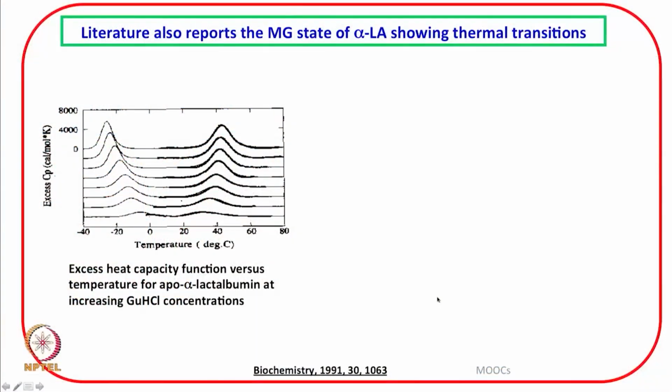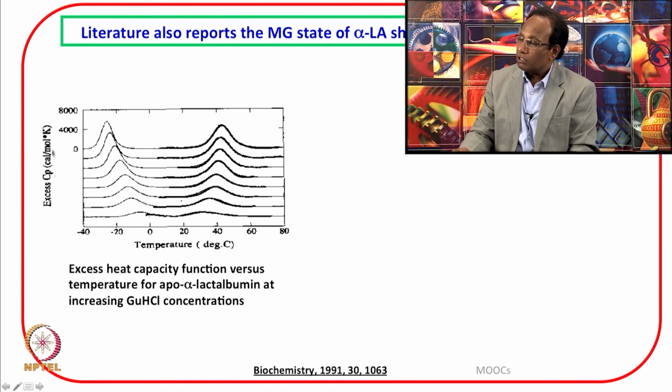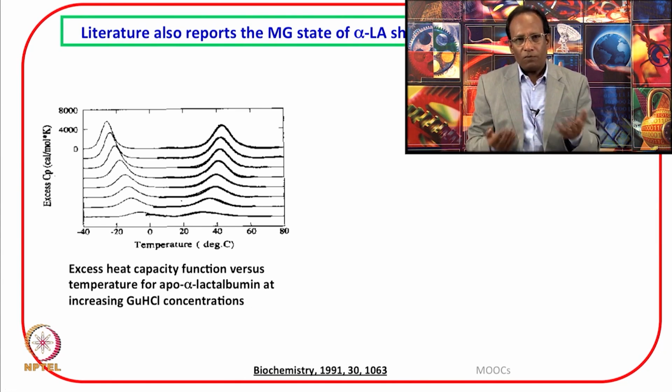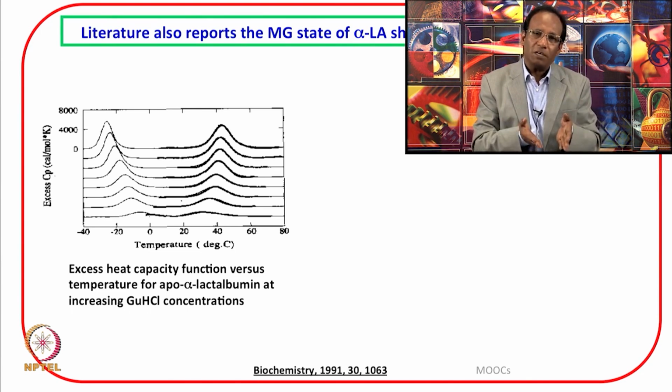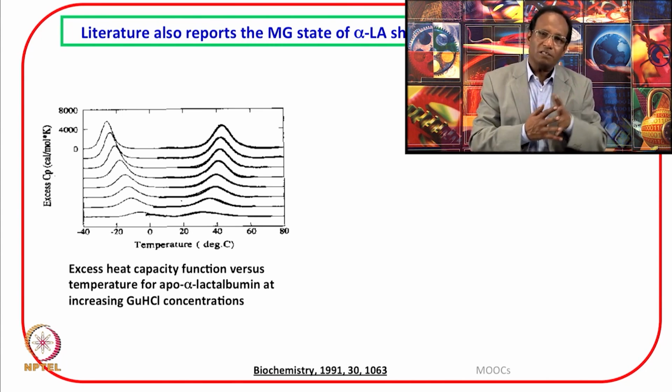This figure, adopted from Biochemistry, is a plot of excess heat capacity against temperature, in other words a DSC thermogram, for unfolding of apo-alpha lactalbumin at increasing guanidinium hydrochloride concentration. What is apo-alpha lactalbumin? Apo means you have removed the cofactor, calcium. Once you remove calcium from alpha lactalbumin, it loses stability and goes into an intermediate conformation between the native and denatured states.